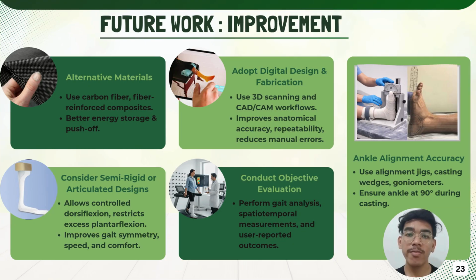For future work, five main improvements are proposed. First, ankle alignment accuracy can be improved using alignment jigs or goniometers to ensure a 90-degree position during casting. Second, use alternative materials such as carbon fiber to provide better energy return. Third, adopt digital methods like 3D scanning to improve accuracy and reduce fabrication errors. Fourth, consider a semi-rigid or articulated AFO design. And last, perform objective evaluation to assess functional performance.